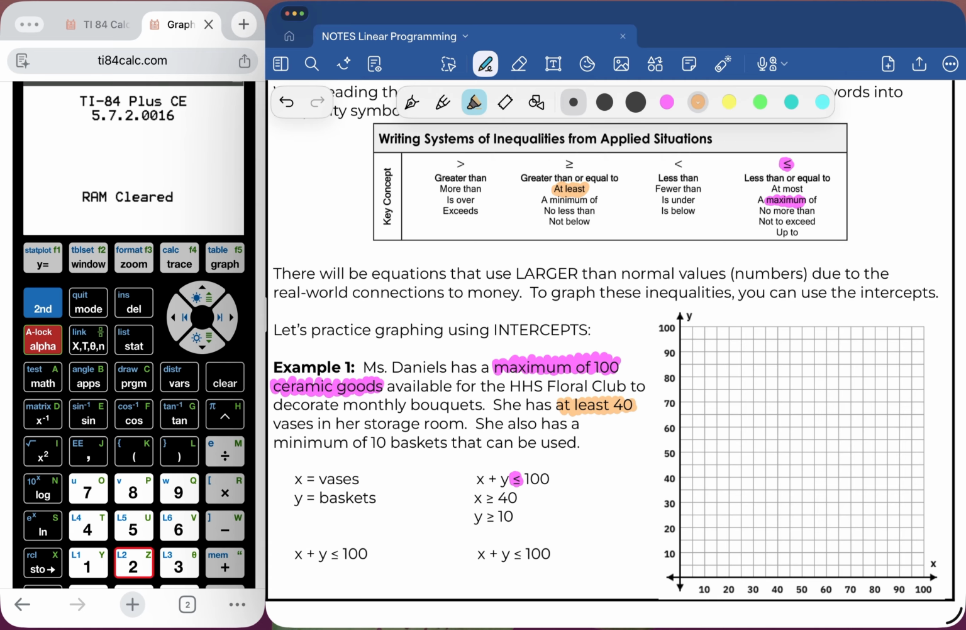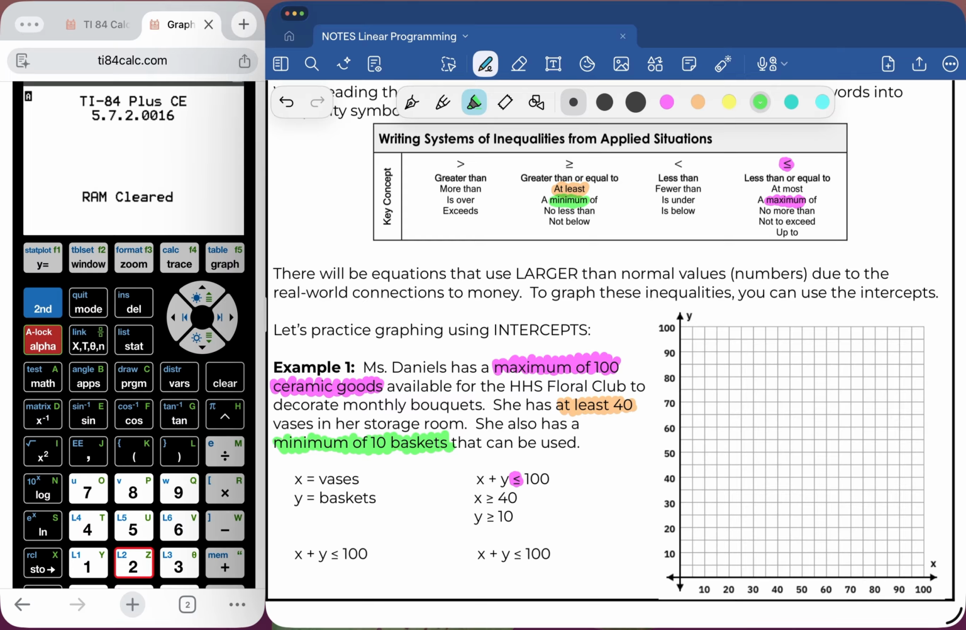The last inequality comes from a minimum of 10 baskets. Again, minimum is in our keywords here. You can have that 10 as your minimum, so you have the equal to. And since 10 is your min, then you can only go bigger, so same thing, a greater than or equal to. All right, so we're going to graph these inequalities.